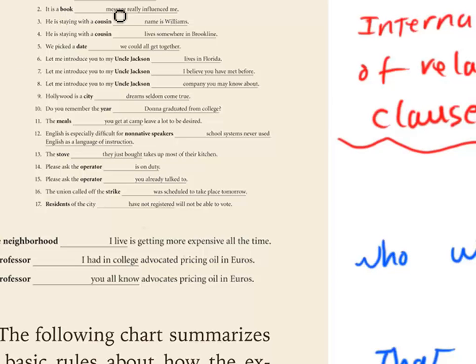It is a book. Message really influenced me. It is a book, or the message belongs to the book. So I would have to use whose, the possessive. Whose message really influenced me.